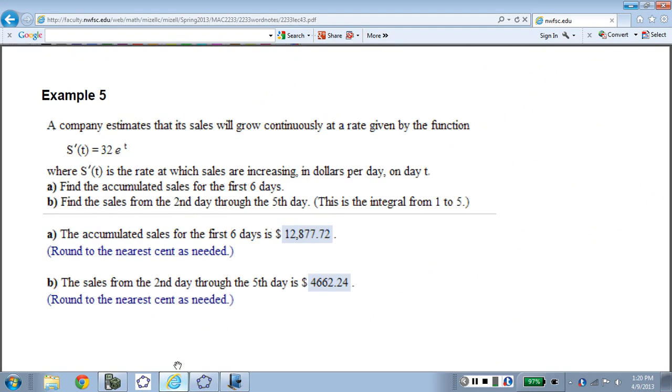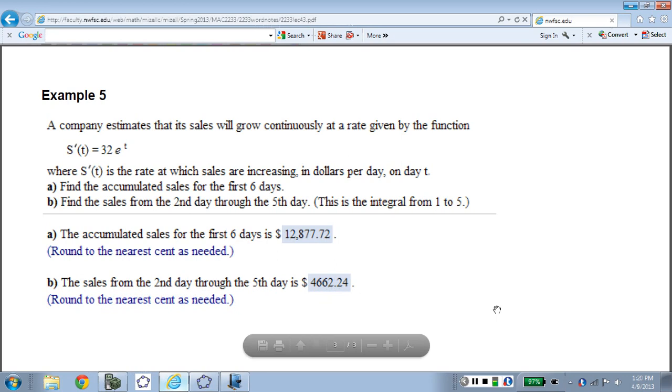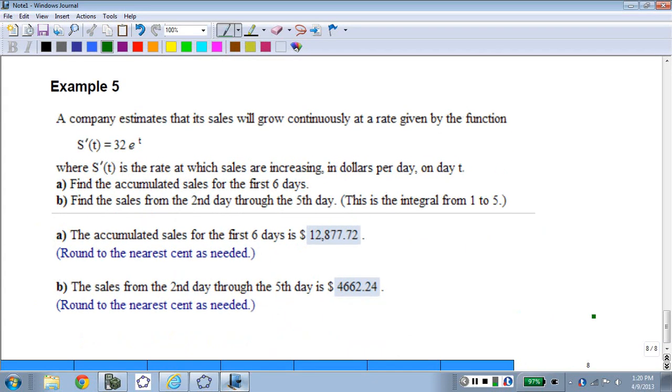Example 5. A company estimates that its sales will grow continuously at a rate given by S prime of t equals 32 e to the t, where S prime of t is the rate at which sales are increasing in dollars per day on day t. Find the accumulated sales for the first 6 days. Accumulated sales for the first 6 days.